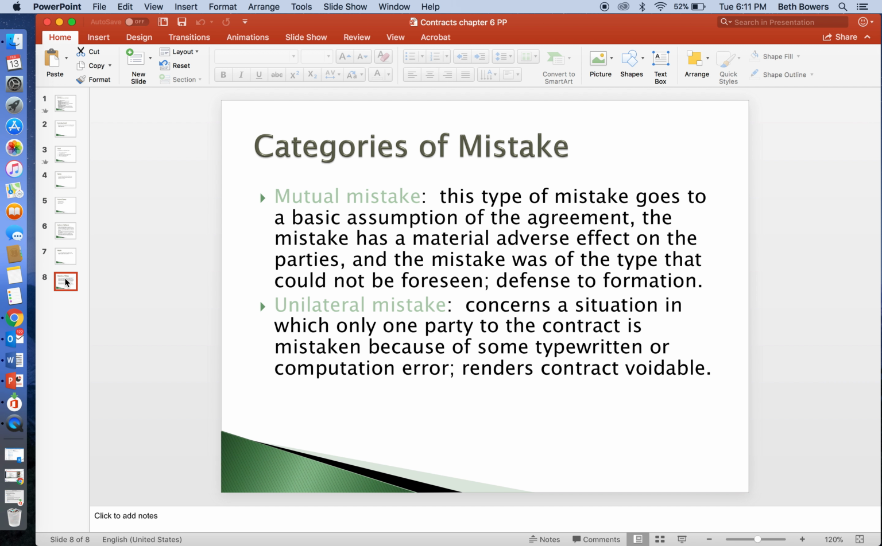Just to flesh out mistake a little bit more, there's an interplay between this concept of mistake and when we talked in chapter 2 about the terms not being certain or definite. Because if terms are not certain and they're not definite, then that may lend itself towards there being a mistake about some critical part of the contract.